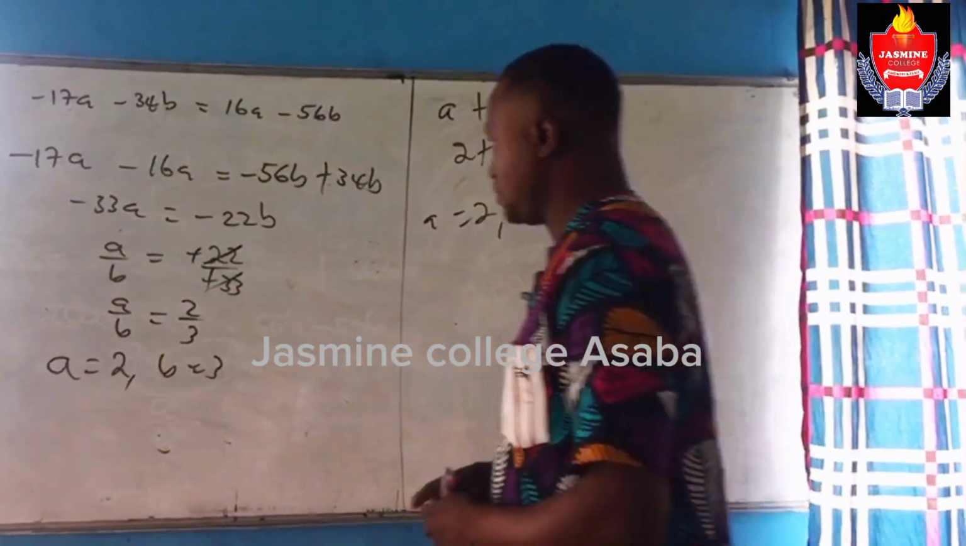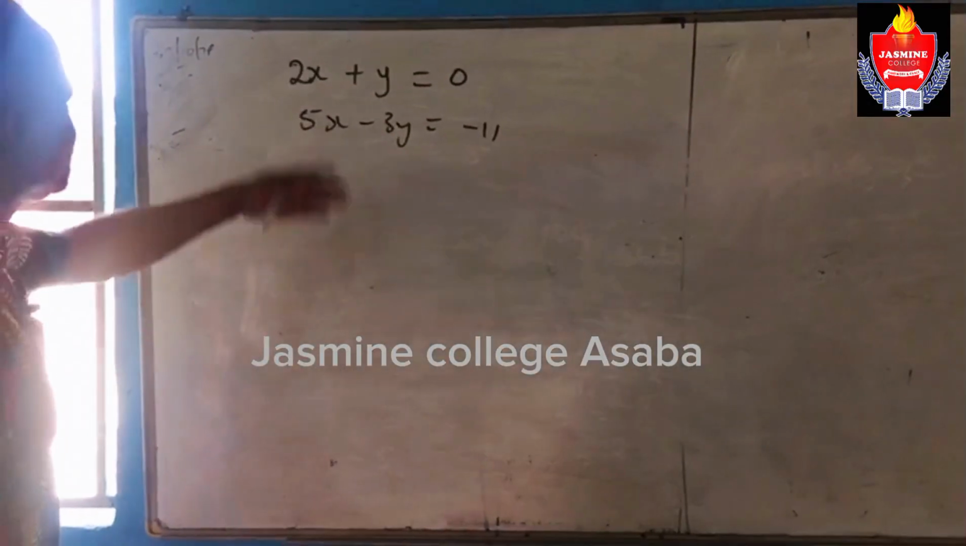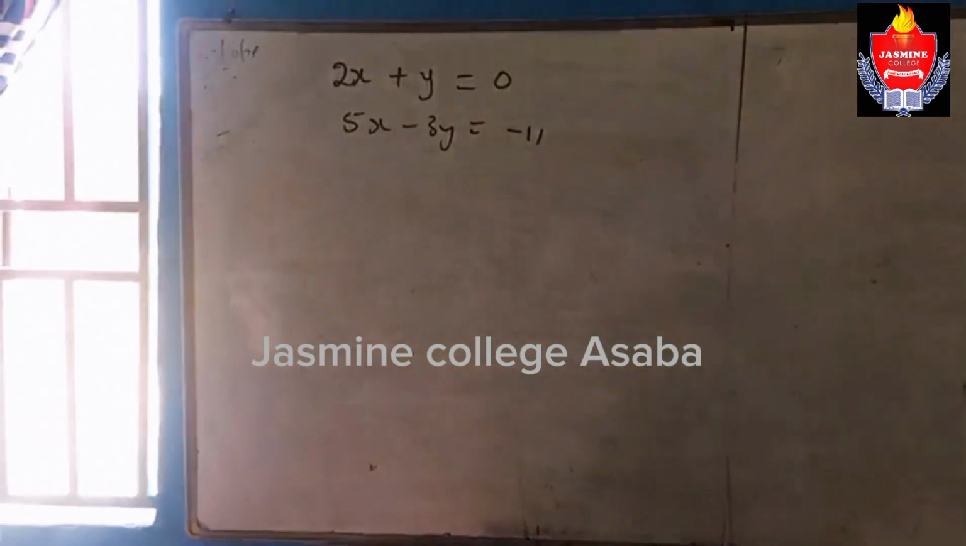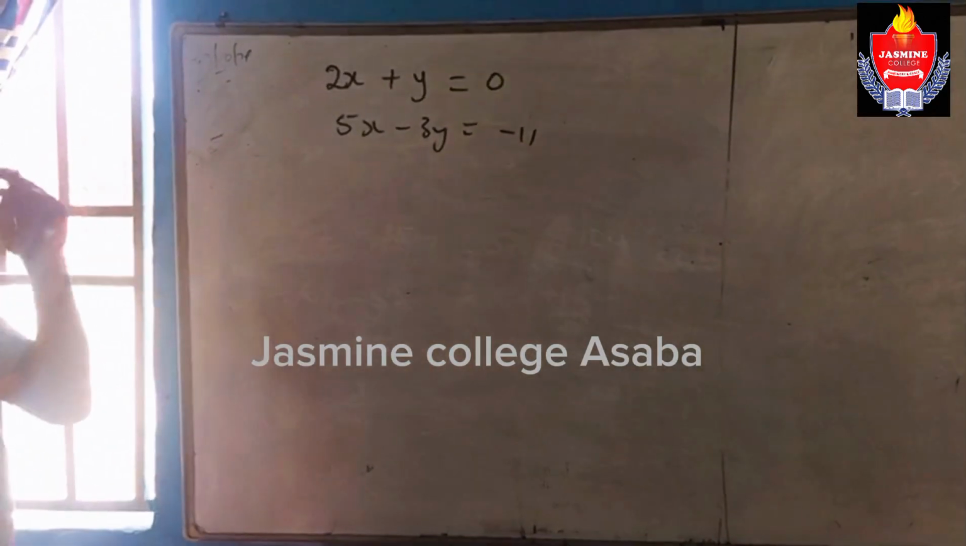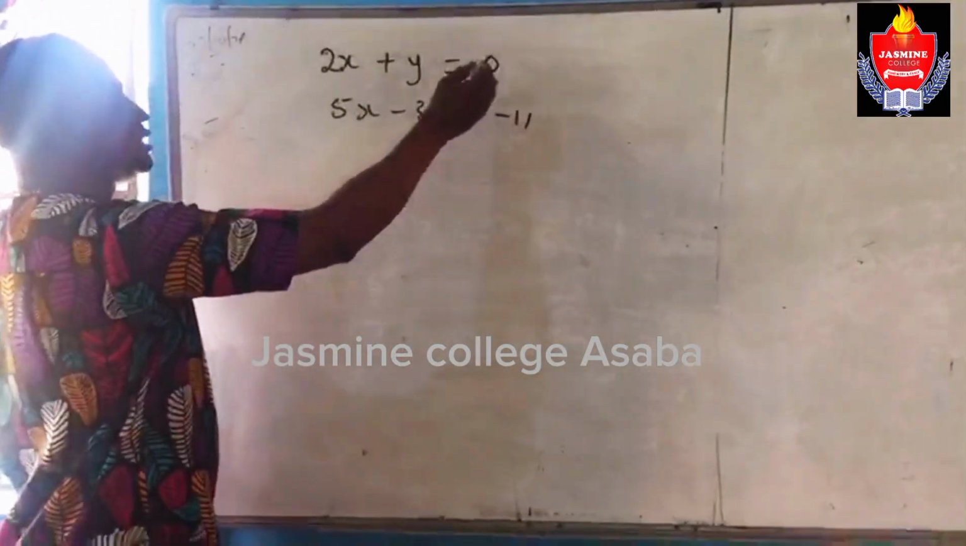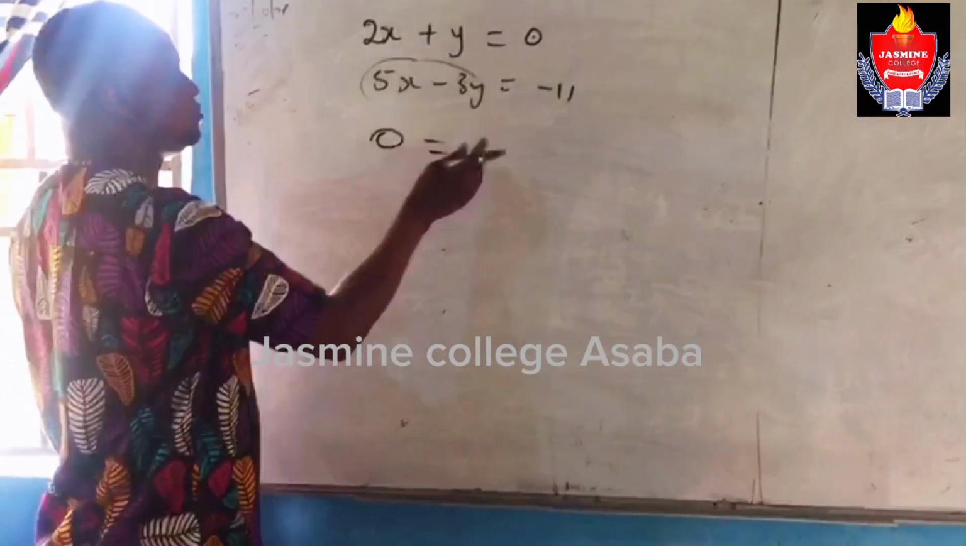So let's take another example. So here's another scenario saying 2x plus y equals 0 and 5x minus 3y equals minus 11. So using the Olamatics method, the modified one, you will need to cross multiply as usual. 0 by the whole of what is here. 0 times anything is 0. So we have 0 from this end.